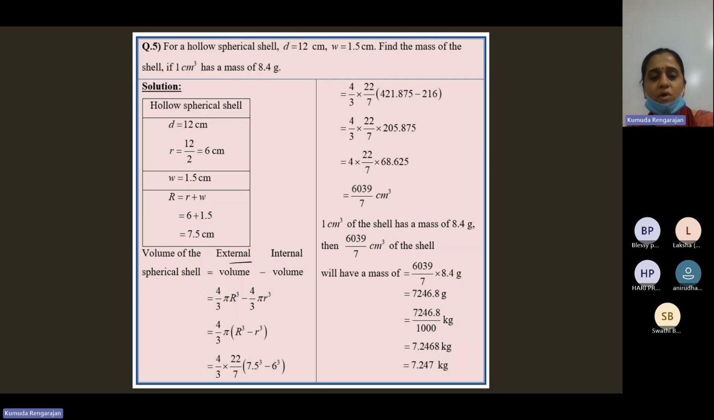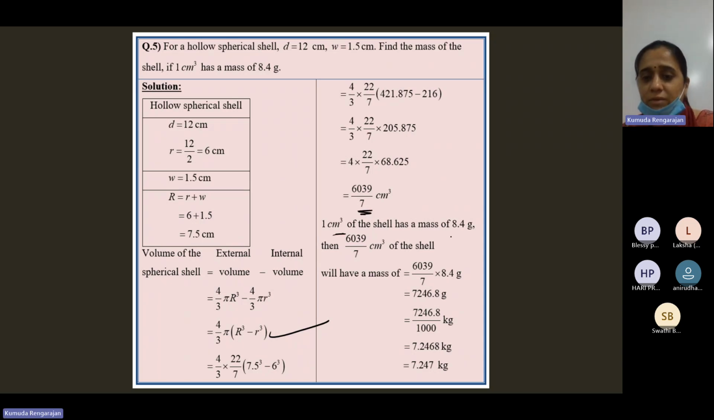Volume is equal to external volume minus internal volume. See, you can write this formula straight away, children. If you want, you can write these two, or you can directly write this formula: 4 by 3 pi, capital R cube minus small r cube. You can write this straight away. Substitute the values, and on working, this is what you get.